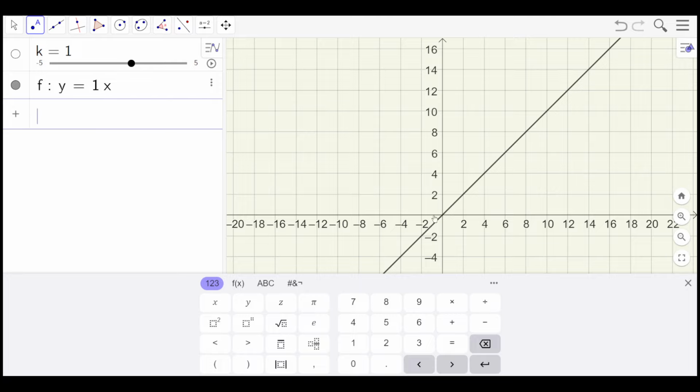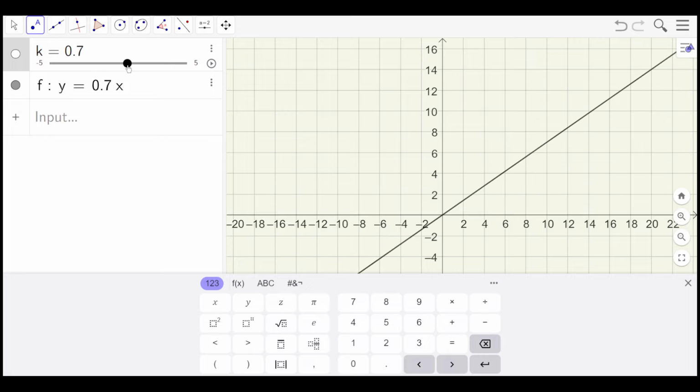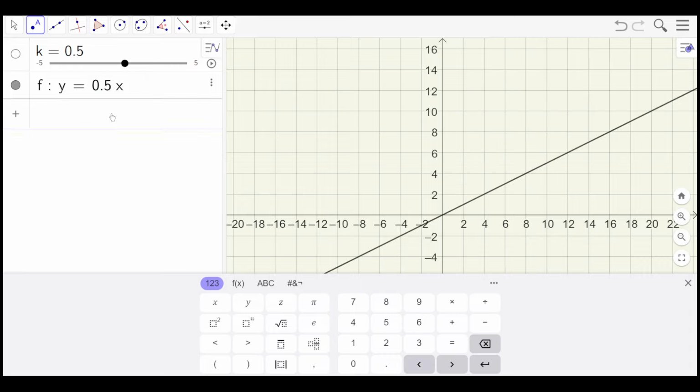But why do you see that GeoGebra provided this line? Because the k value is what now? 1. If I start changing the k value, you see, it is affecting the line. It is always a line with different slopes. Yes? Okay, now let me also draw the parabola for you.